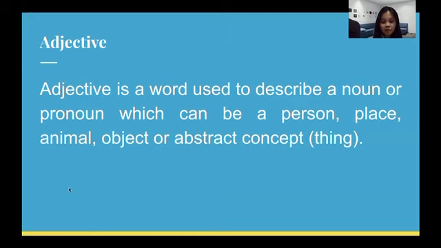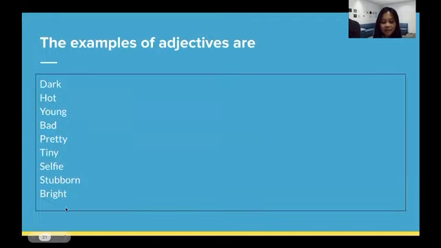An adjective is a word used to describe a noun or pronoun, which can be a person, place, animal, object, or abstract concept or thing. Next. Examples of adjectives are dark, hot, young, bad, pretty, tiny, selfish, stubborn, and bright.